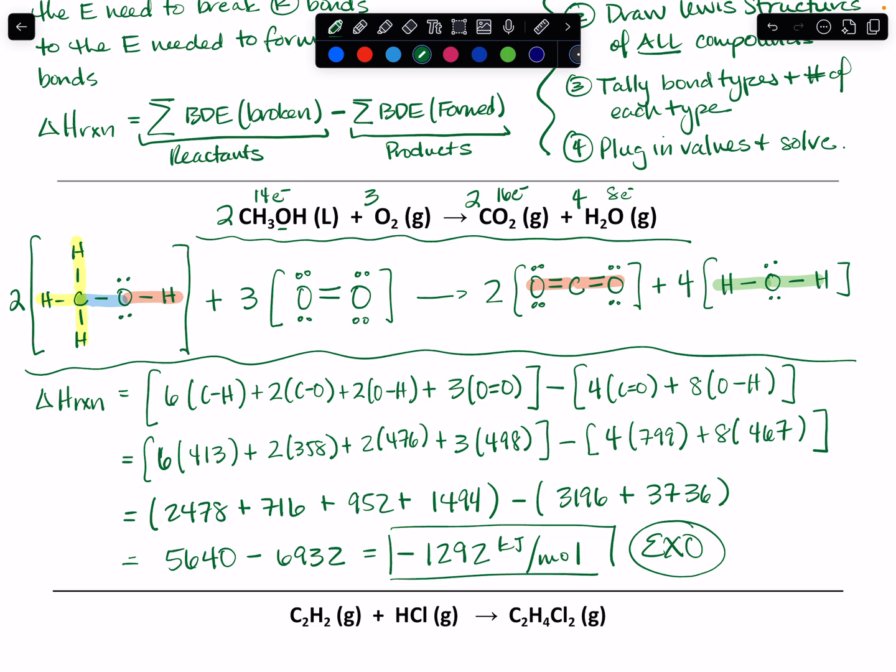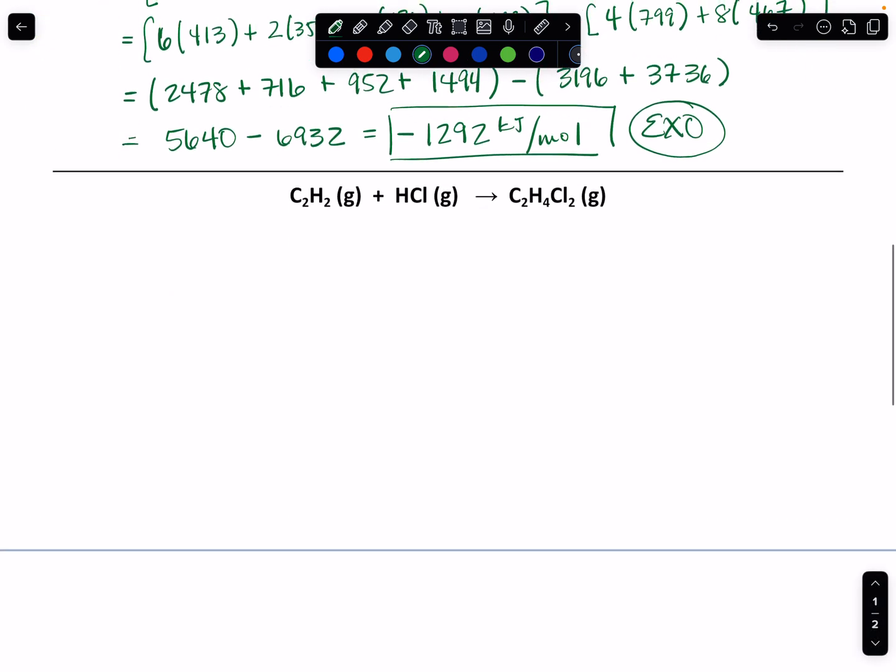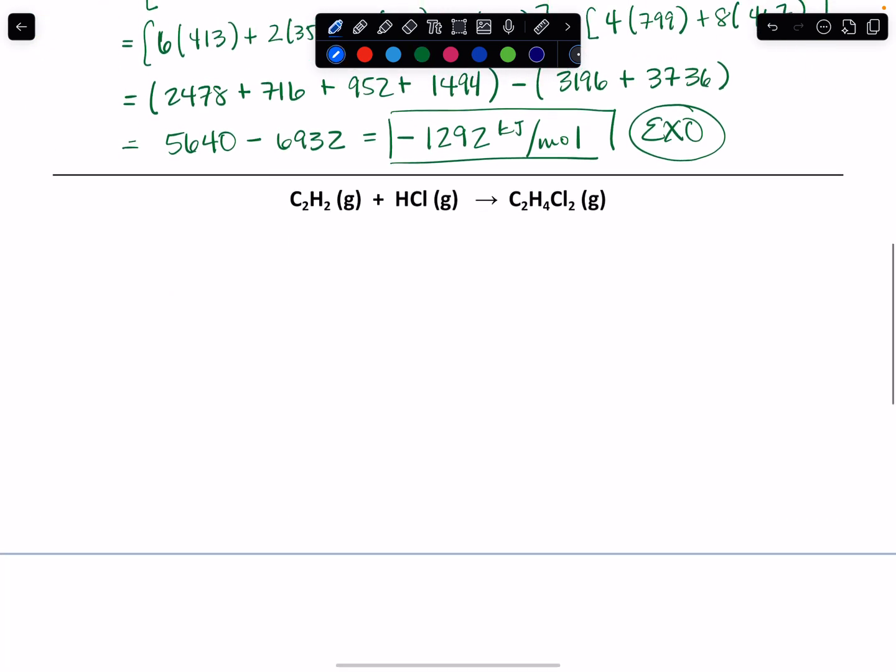Okay, now does that mean it's going to happen for sure? No. But probably. All right, so we're going to move down to this second one. We're going to do the same thing. We're going to start with balancing.